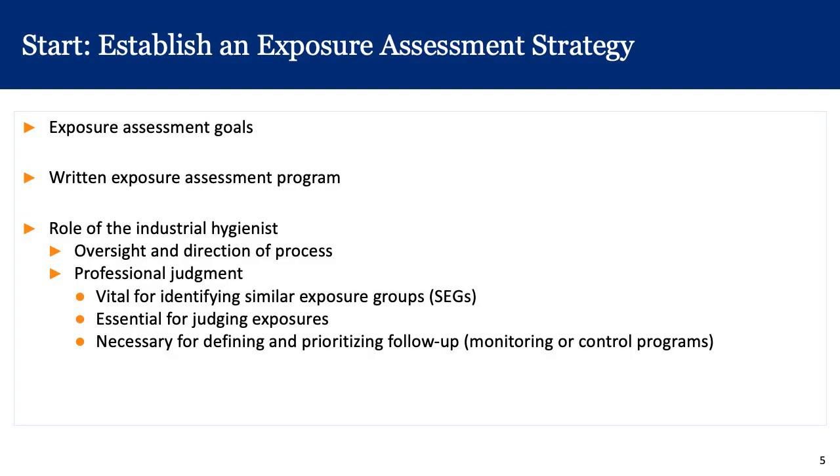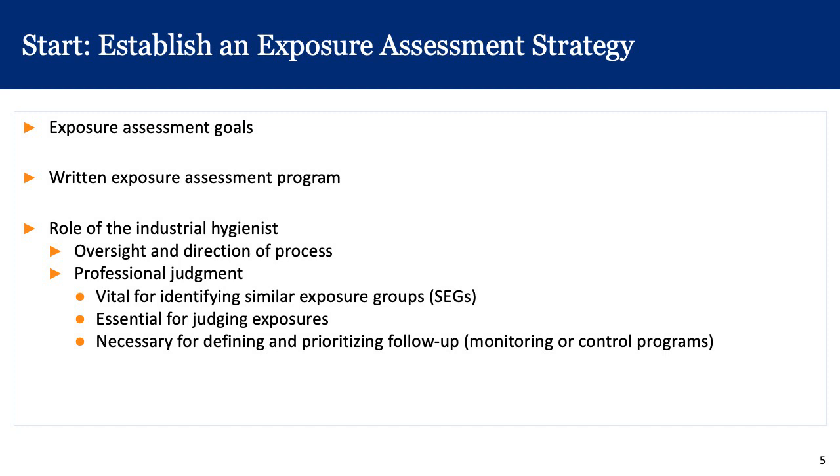The start is to actually establish an exposure assessment strategy. And it seems like a trivial and almost funny thing to say, but most organizations do not have an exposure assessment strategy. And they just sort of make ad hoc measurements and compare against an exposure limit. And they don't really have a plan about what to do with those measurements. So it's very important to set your goals for exposure assessment. What are the decision metrics? Write them down. And also in this process, understand the role of the industrial hygienist.